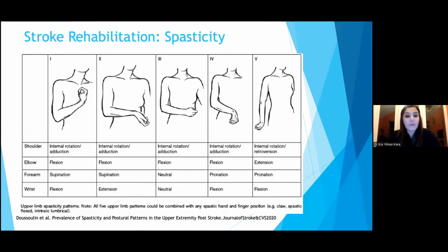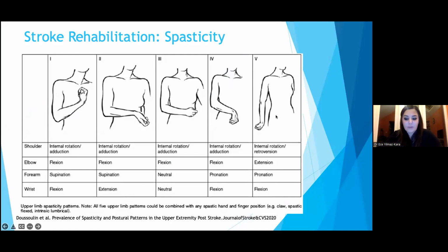And this is the typical pattern of upper limb spasticity following a stroke, and it's the one that we would most see in our clinical presentation. We're going to see the hand and arm very close to the trunk, with internal rotation and adduction of the shoulder, and all the way flexion and pronation. So this is the most common pattern, and we can see the others.